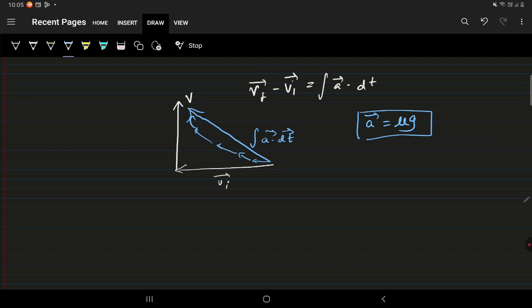So to minimize the time, the a vector will be maximum and directed towards the v final vector from the tail of the minus vi vector, and it will be mu g. So mu g into t is equal to root 2 v. From here we'll get minimum time is equal to root 2 v by mu g, and that is the required answer for the minimum time.